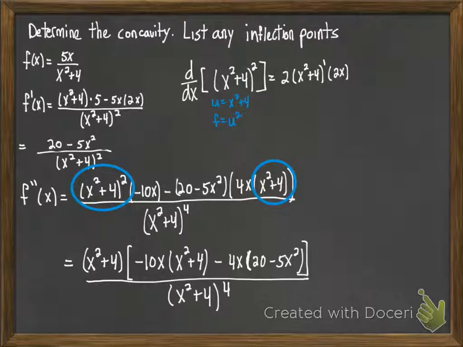Now I can take that x squared plus 4 and cancel it with the 4th power down there. So that actually leaves me now with my quantity, negative 10x times x squared plus 4 minus 4x times 20 minus 5x squared, all over x squared plus 4 to the 3rd power. I'll just pause for a second to let you digest what we've done so far. At this point now, we're going to jump to our next page.